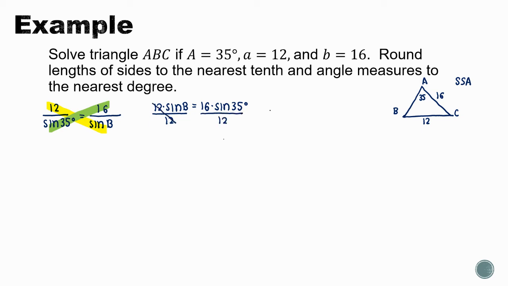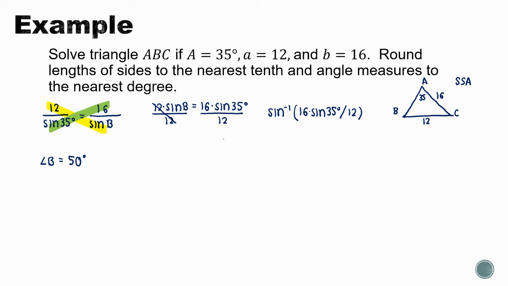To find the measure of the angle, we are going to do the inverse in our calculator. So we'll do 16 times the sine of 35 degrees, and then we'll divide that by 12. When we do that, notice that we don't get domain error, so that means that we have the measure for angle B, rounding to the nearest degree. Because it's 49.8, we round that up, so 49 rounds up to 50. So we know we're going to have at least one triangle.